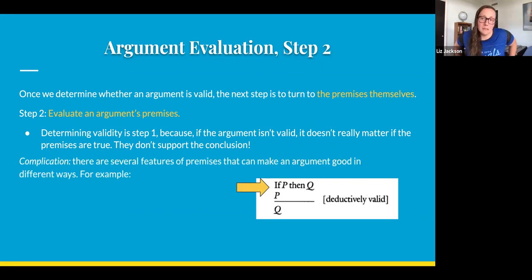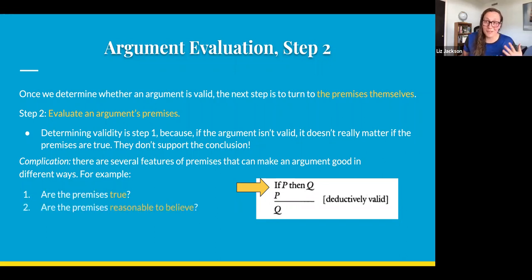Okay, this step is admittedly a little bit complicated though. And that's because there are several features of premises that can make an argument good in different ways. We're going to talk about three today. So are the premises true? Are the premises reasonable to believe? And then are the premises known?